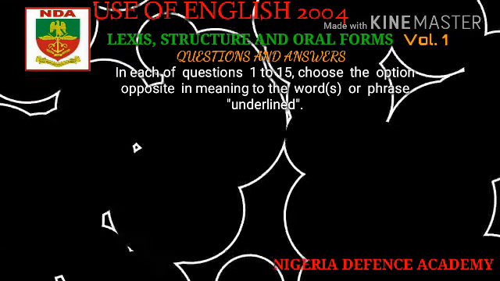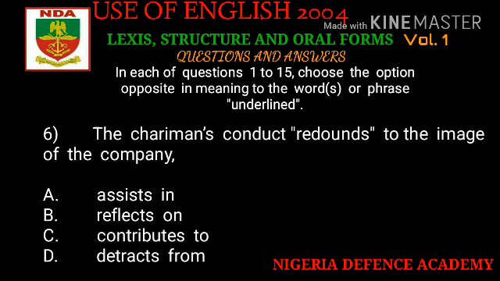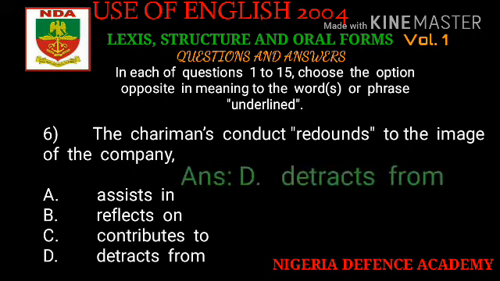Question number six. The chairman's conduct reflects on the image of the company. Now, what do you think is the answer? Option A, assist in. Option B, reflects on. Option C, contribute to. Option D, detract from. Well, sir, the opposite in meaning to the word is detract from. Option D has the right answer. Detract from is the answer. Thank you, sir.